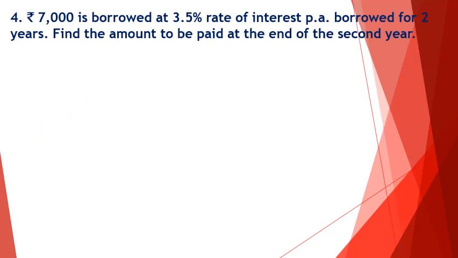Next question, question number 4. Rupees 7,000 is borrowed at 3.5% rate of interest per annum, borrowed for 2 years. Find the amount to be paid at the end of second year. Children, how to solve this sum? First of all, from the information given in the question, we have to copy down. Here rupees 7,000 is borrowed means our principal is rupees 7,000.